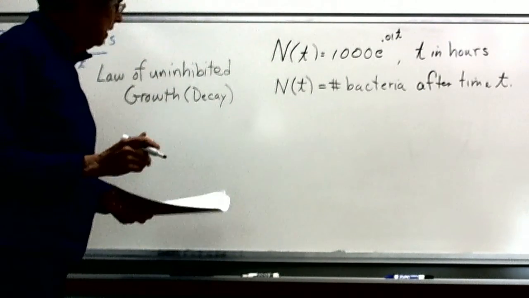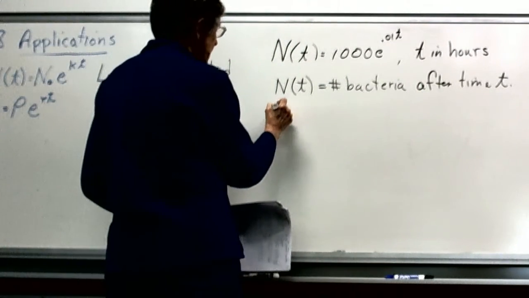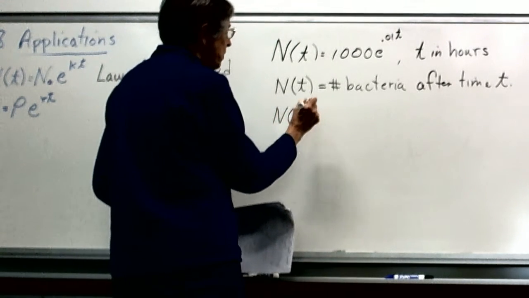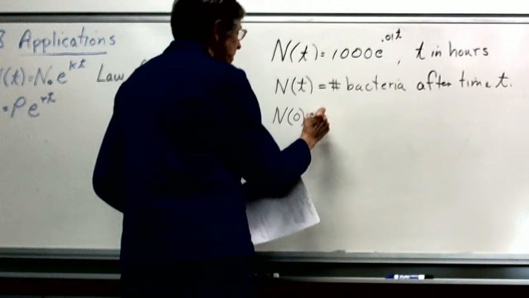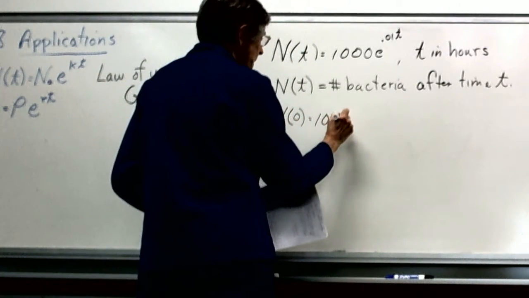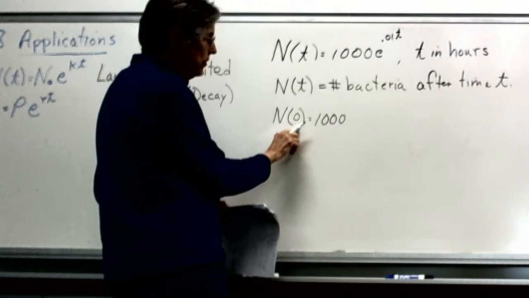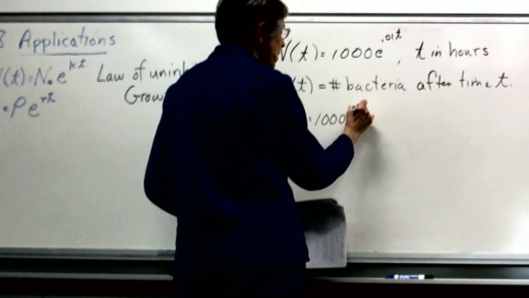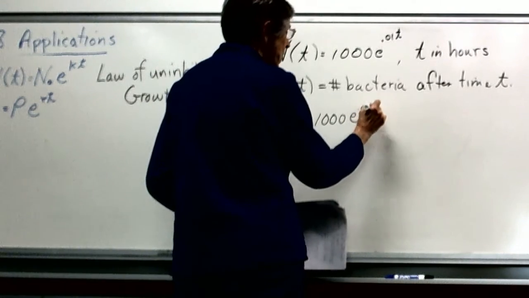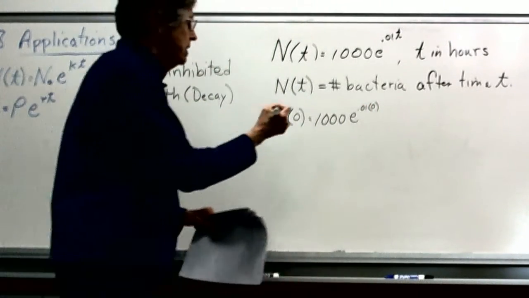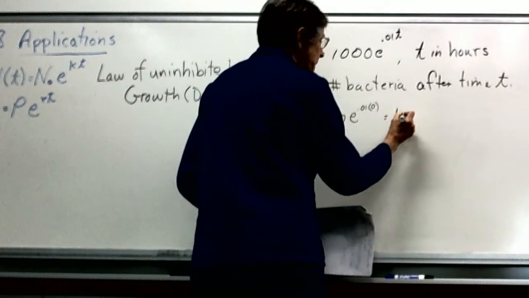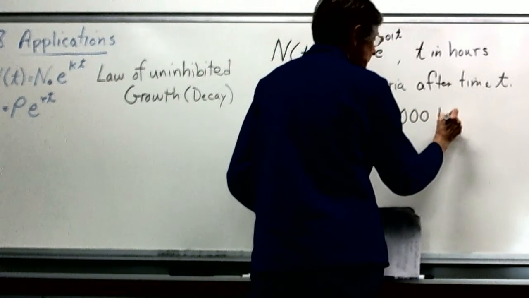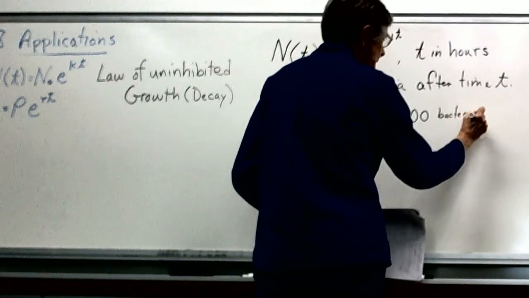Okay, so we can investigate this a little bit, put in 0 for t, and we'll find the initial amount. In other words, when time is equal to 0 hours, we have e to the 0.01 times 0. Well, e to the 0 is 1, so the initial amount of bacteria is 1,000 bacteria.